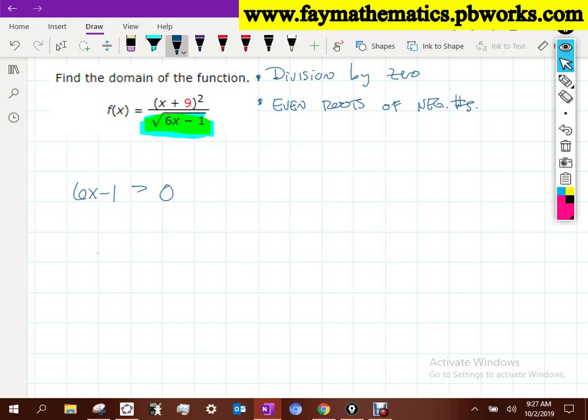And now we solve it. X is greater than 1/6. And there are no other restrictions, because the numerator was fine. The numerator had no problems with it. That is the only condition that we come up with. Then we have to write that in interval notation. So 1/6 to infinity.